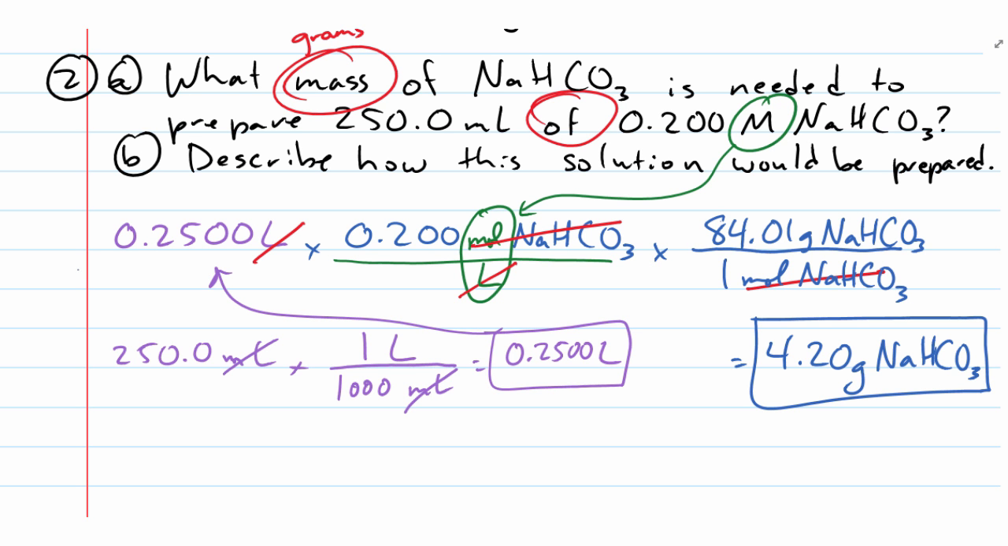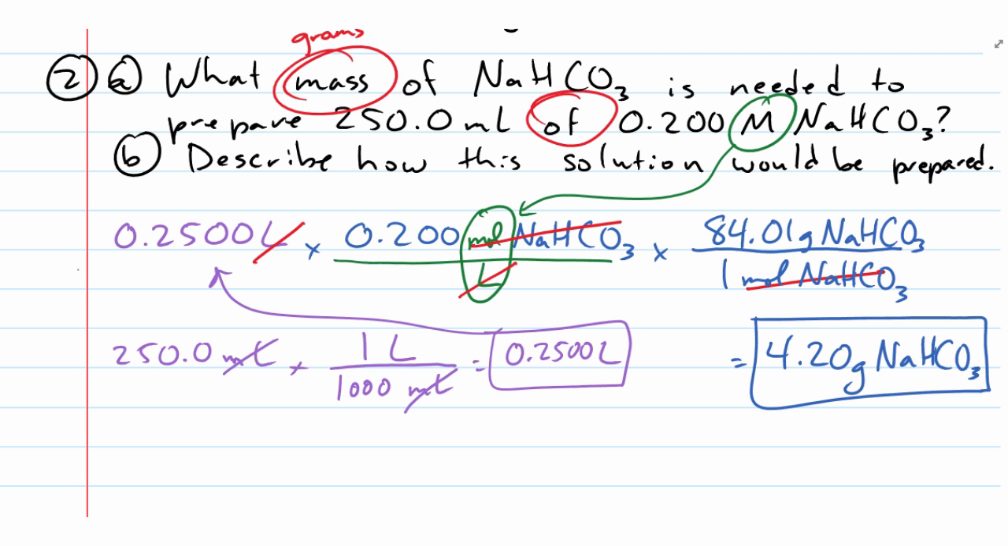How do we measure 4.20 grams? By weighing it. On what? A scale or a balance. So we'll weigh out 4.20 grams of sodium bicarbonate on a scale or balance. And then what are we going to need to do with that? Put it into the volumetric flask. Okay? Then once you put it in here, what are we going to do? Add the water.